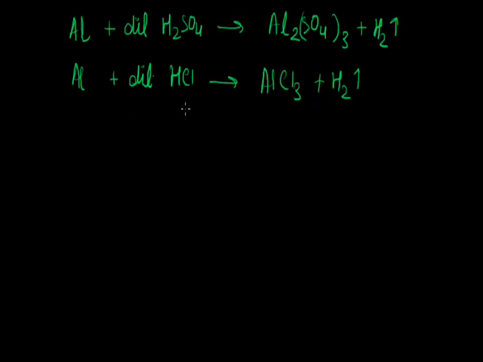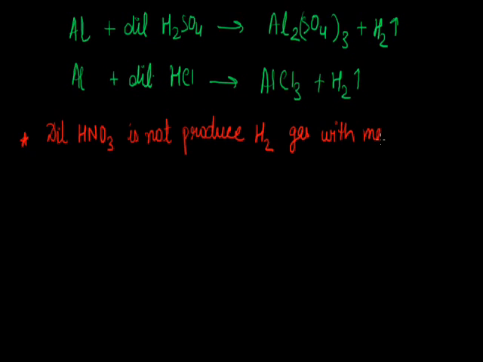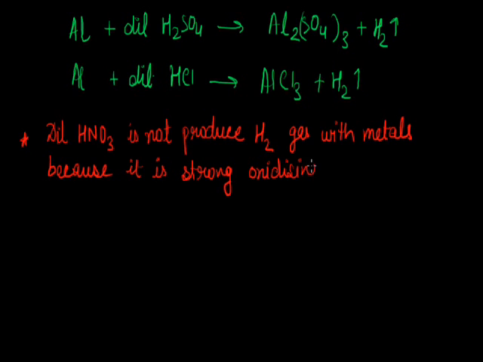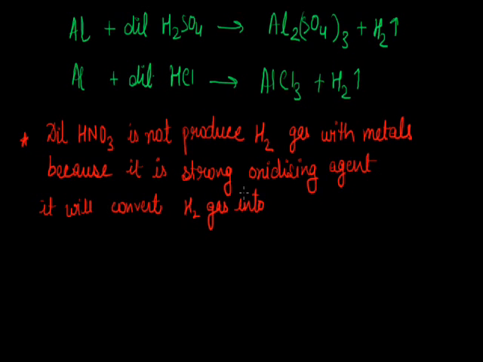In this case, we have taken the example of dilute sulfuric acid and dilute HCl, but one important point to be noted is that dilute HNO3 does not produce hydrogen gas with the metals, because it is a strong oxidizing agent. So it will convert hydrogen gas into water.